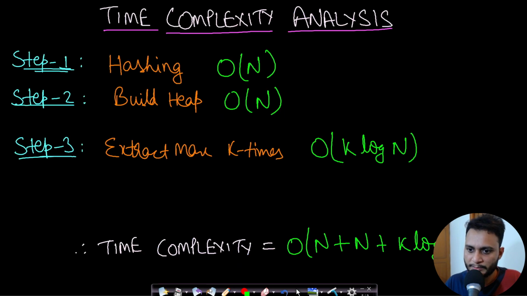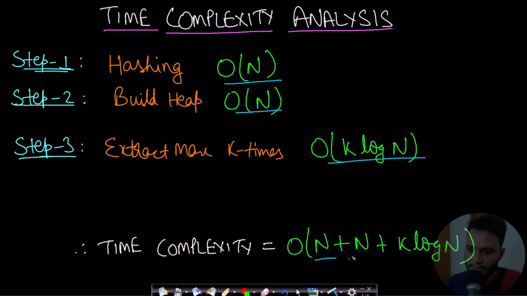So what will be the time complexity here? Hashing order of n, build heap order of n, then extract max k times order of k log n. Total time complexity will be n plus k log n, right? Now the worst case of this k can go to n. So the total time complexity can go again to n log n, but that case will be very rare, right?